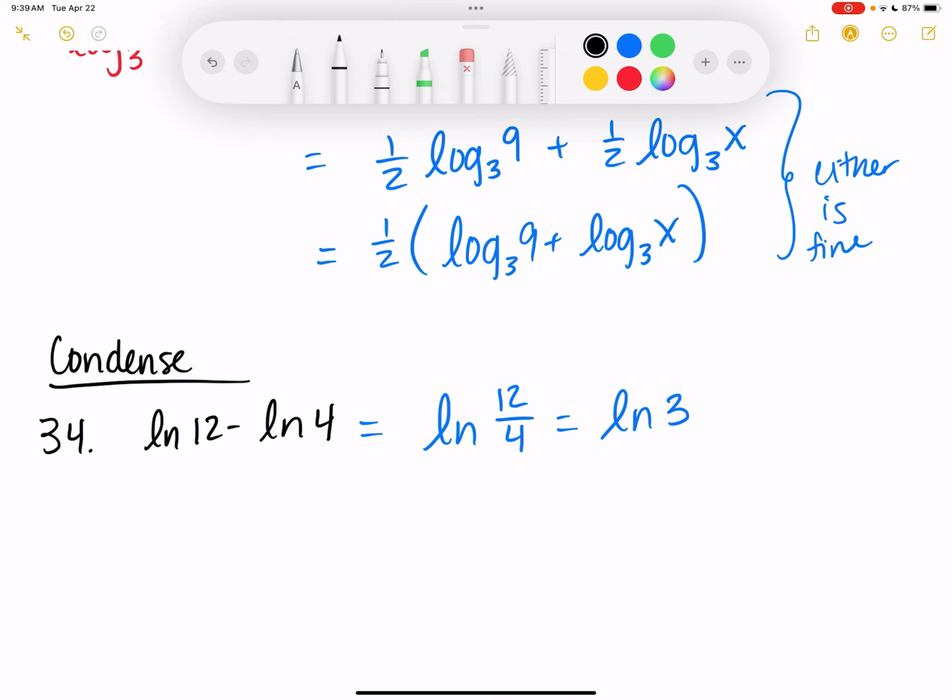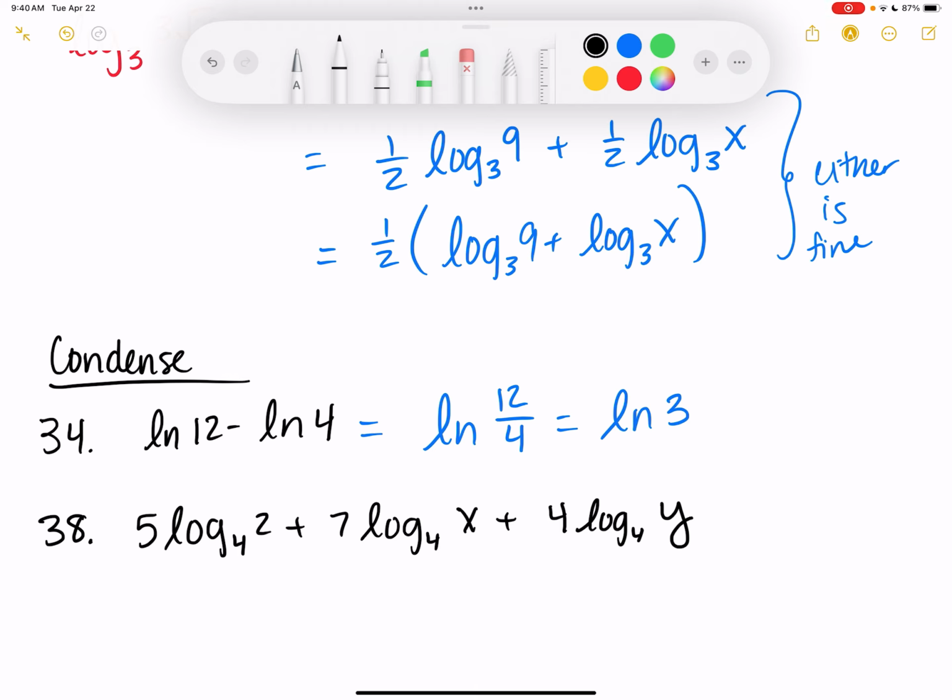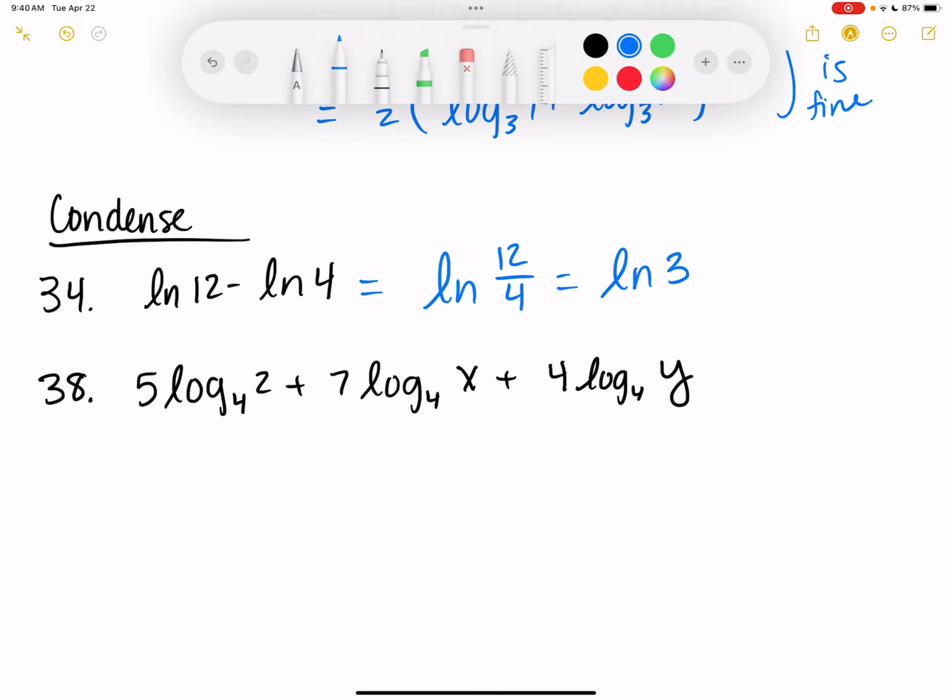Number 38: 5 log base 4 of 2 plus 7 log base 4 of x plus 4 log base 4 of y. Anytime I have one that has things in front, when I am condensing it, I would raise the stuff to the power first that's in front, then I would go through and combine it the rest of the way. So I would take these and put all of the powers up here where they're supposed to be.